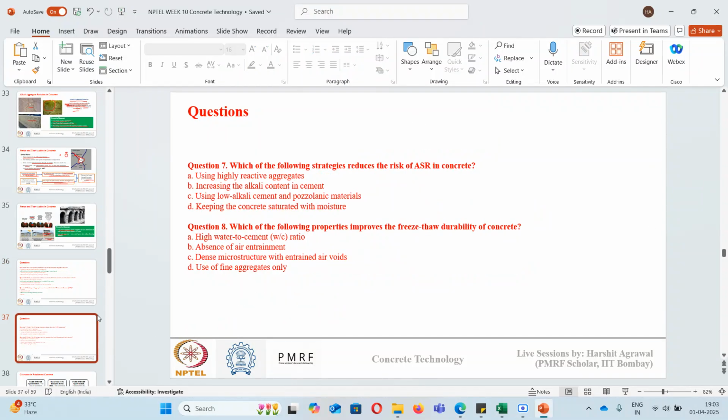Okay, now try to answer these two more questions. Which of the following strategies reduces the risk of alkali silica reaction in concrete? So I can reduce alkali silica reaction risk in concrete. The answer is very clear. We have seen how alkali silica reaction occurs. So there is only one correct option which one can easily spot.